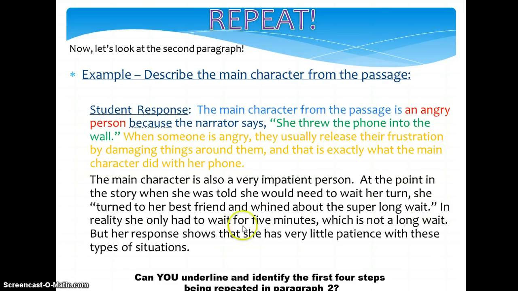In reality, she only had to wait 5 minutes, which is not a long wait, but her response shows that she has very little patience with these types of situations. 2 sentences of explanation. Altogether, if you count it up, you have 1, 2, 3, 4, 5, 6 sentences, and this is a 3-point answer.